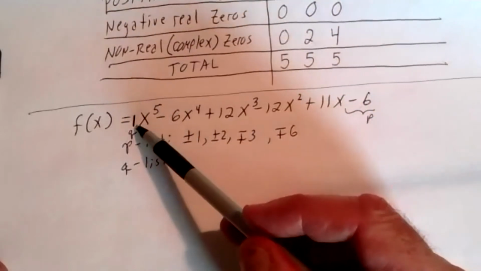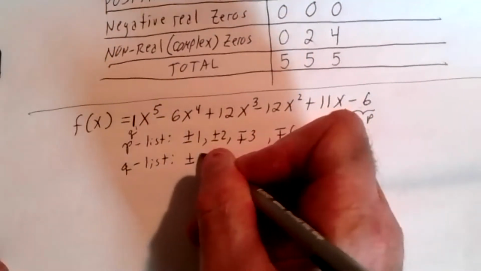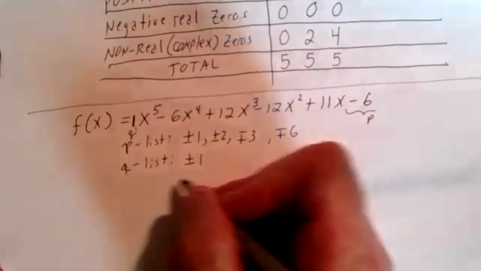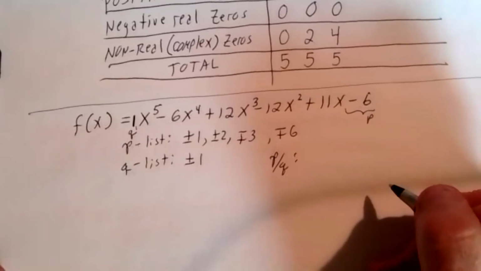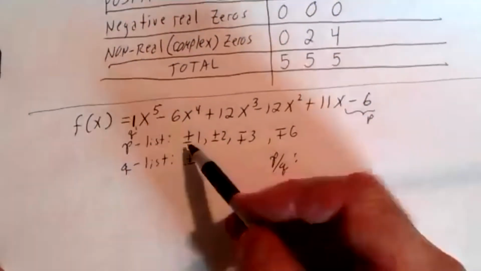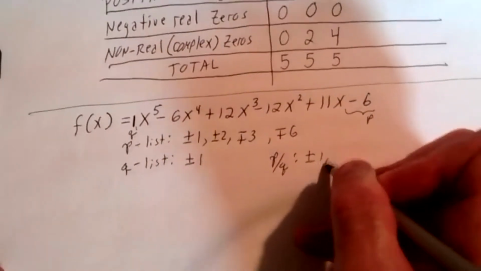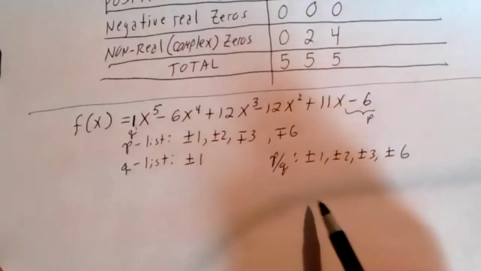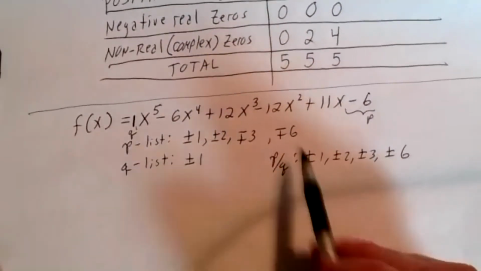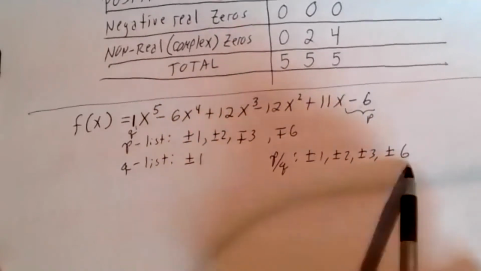What are the only factors of positive 1, our leading coefficient? Plus or minus 1 times itself. So ladies and gentlemen, what's my P over Q list? My P over Q list duplicates what list? The P list. You take each of these and divide it by plus or minus 1, you're just going to duplicate the P list. So plus or minus 1, plus or minus 2, plus or minus 3, plus or minus 6. So the rational zero theorem guarantees that if my fifth degree polynomial has any rational zeros, they must come from this list.